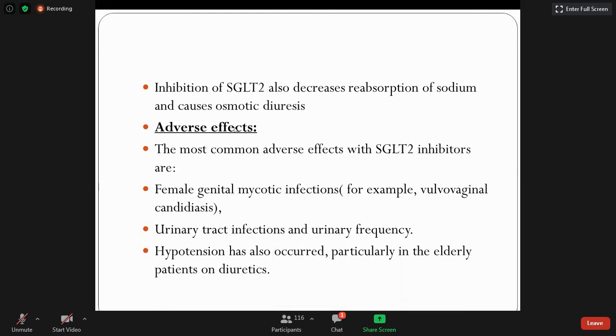I don't understand the question, sir. Is this not a transporter?